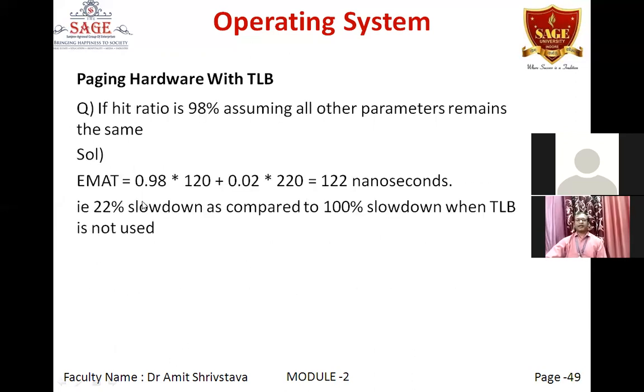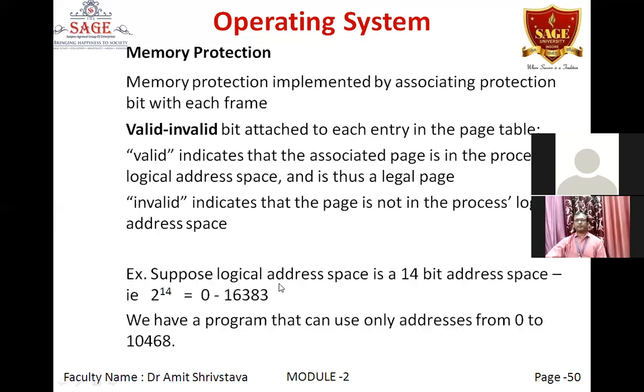If the hit ratio is 98%, then in that case, we are getting the effective memory access time to be 122 nanoseconds. That is 22% slowdown as compared to 100% slowdown when TLB was not used. Okay. So now next, for memory protection, we make use of the valid-invalid bit. Valid bit indicates that the associated page is in the process logical address space and is thus a legal page, whereas invalid indicates that the page is not in the process logical address space.